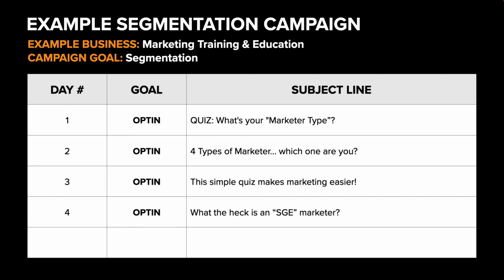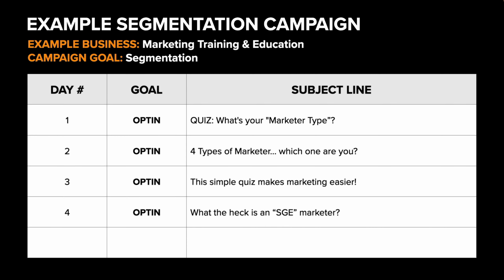Coming back day 3, we're going to now go with a benefit of taking the quiz, right? So we've had curiosity. Now let's talk about benefit. This simple quiz makes marketing easier. So why would I give up my time? What if I don't care about personality tests? Again, what are all the reasons that someone said no yesterday? And how can we ask in a different way or present a different offer for the same thing today to get to yes? So I don't really care about personality tests. I don't care which one I am. I do care about marketing being easier. Maybe I'll take it. That's how we're structuring this campaign.